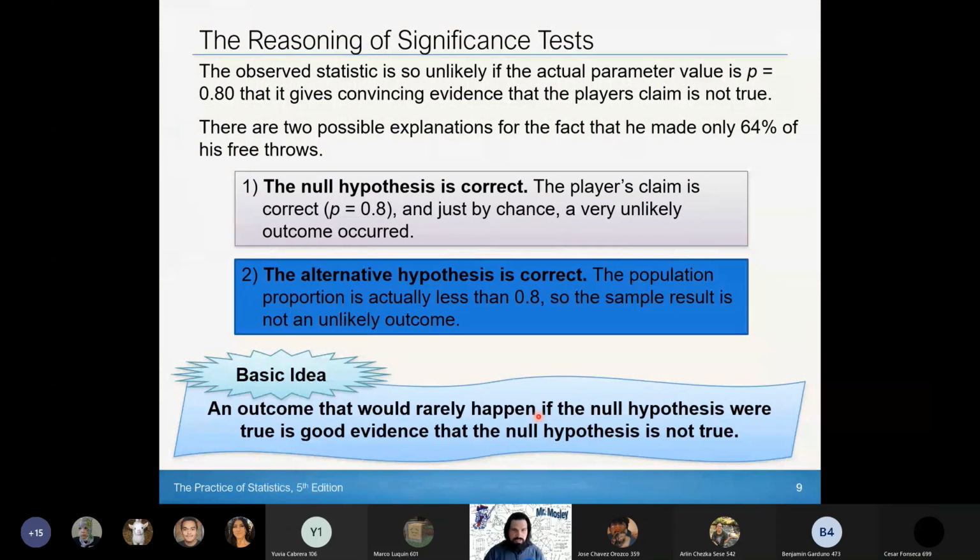In a nutshell, an outcome that would rarely happen, such as the one we just saw, if the null hypothesis were true, is good evidence that the null hypothesis is not true. Notice how this is worded. We're not saying that the alternative hypothesis is correct or that the null hypothesis is definitely wrong. We're saying we have evidence that it could maybe not be true.